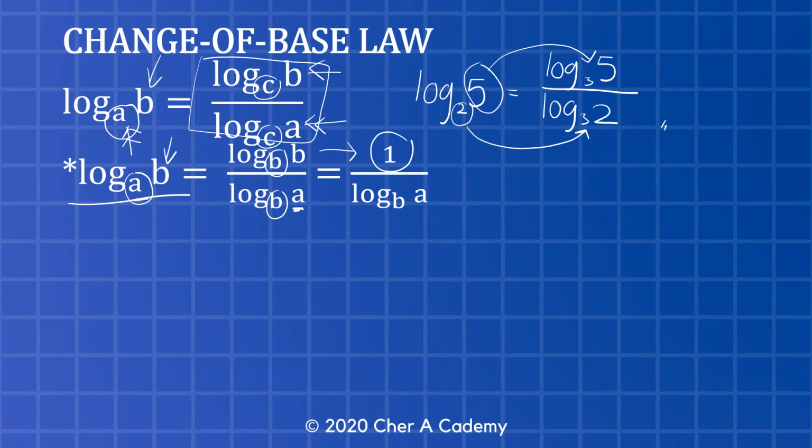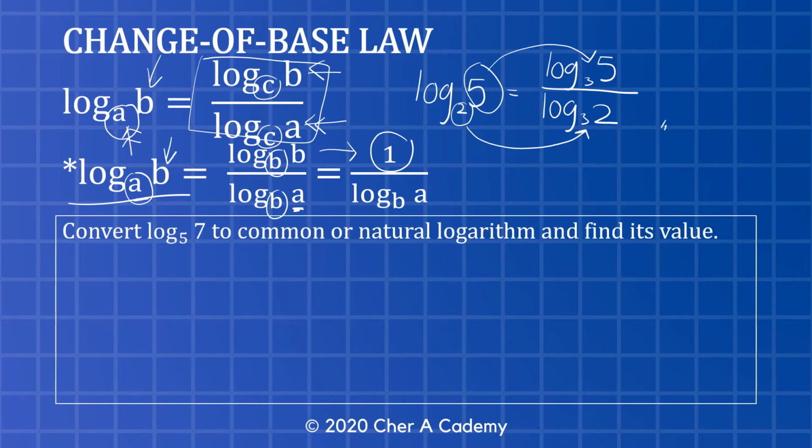Let's look at an example. This question is to convert log base 5 of 7 to common or natural log and find its value. So let's do a recap. Common log is log base 10, and we write it as lg. Natural log is log base e, and we write it as ln.